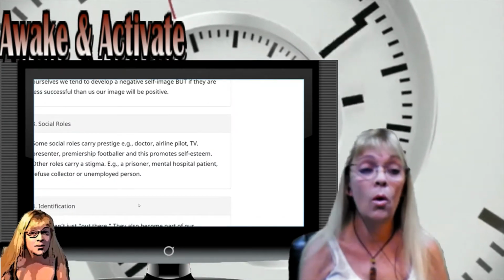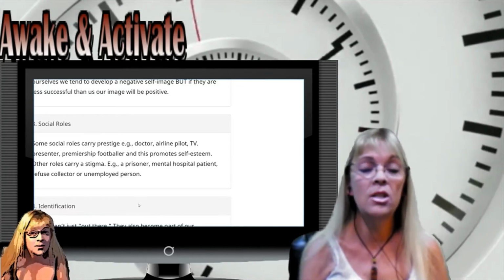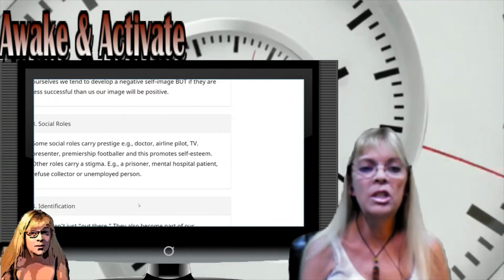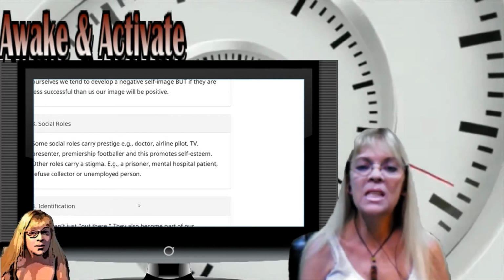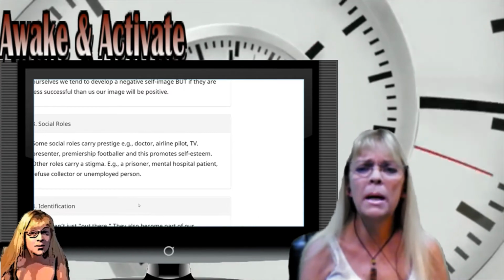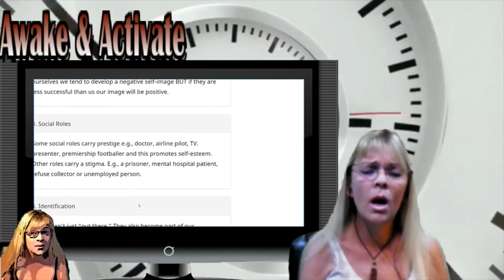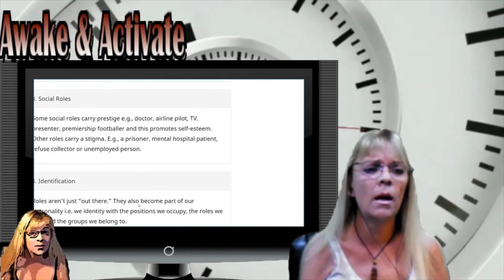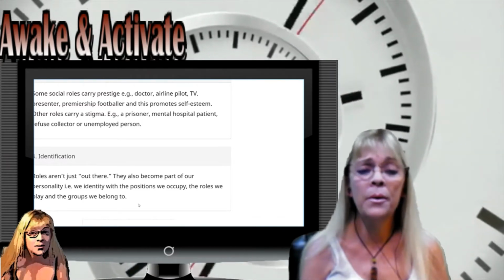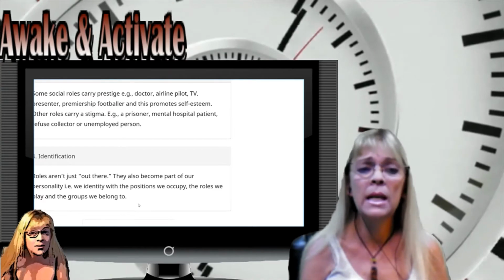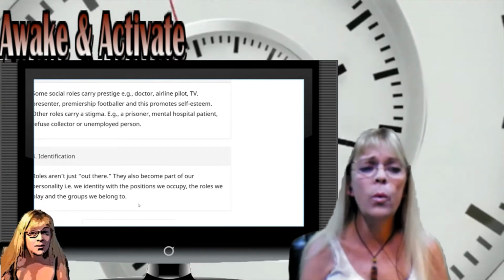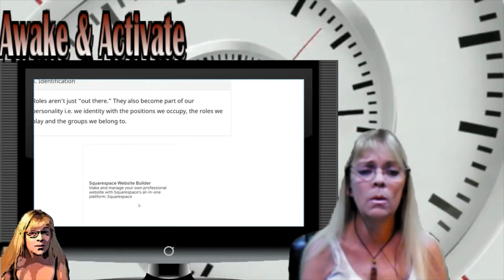Number three, social roles. Some social roles carry prestige, e.g., a doctor, airline pilot, TV presenter, premiership footballer, and this promotes self-esteem. Other roles carry a stigma, e.g., a prisoner or a mental hospital patient, a refuse collector, or unemployed person. Number four, identification. Roles aren't just out there. They also become a part of our personality, i.e., we identify with the positions we occupy, the roles we play, and the groups we belong to.